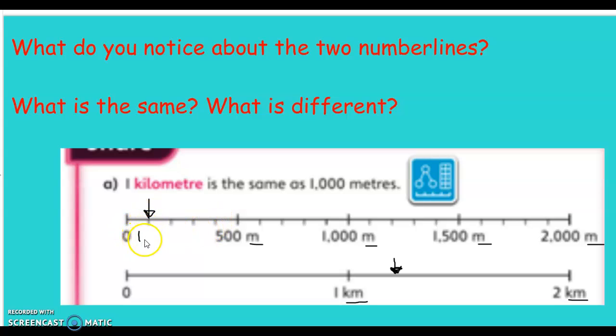So we've got, on this number line, our first interval. We can count in ones. 1, 2, 3, 4, 5. So I can clearly see that I'm going up in hundreds on this top number line, and I'm going up in meters. So I've got 100 meters on my first arrow.